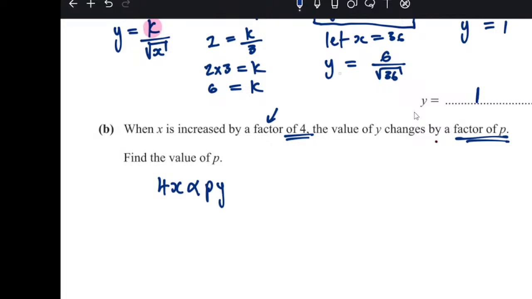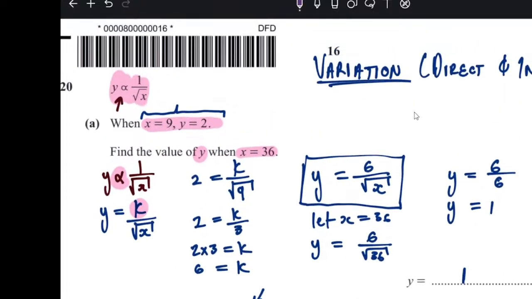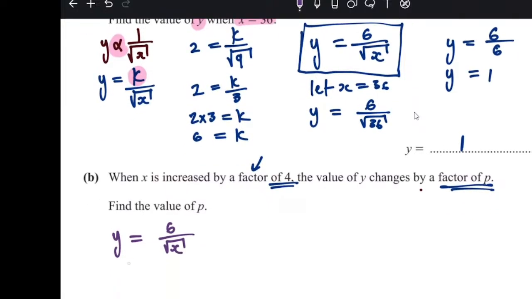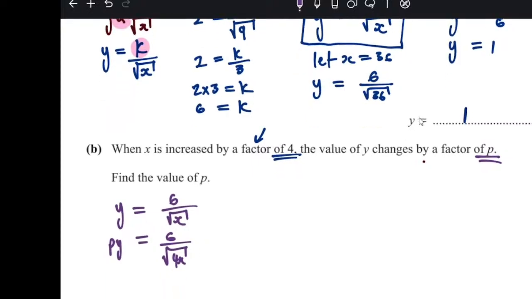Oh, it's related to this. Okay, sorry. It's a part B, so it's related to the first one. Let's write the relationship between x and y. Y is equal to 6 over root x. So now they're saying x increases by a factor of 4, so y increases by a factor of p. So py will be equal to 6 over root of 4x. Stuff like that. Can you see it like this? Then you can be able to solve and find.